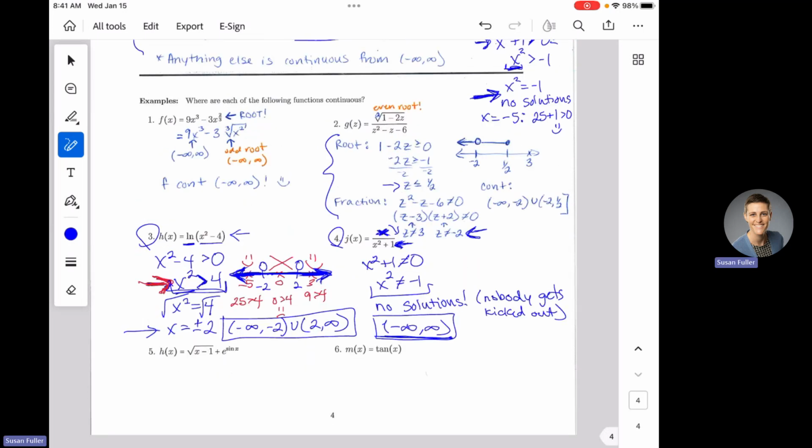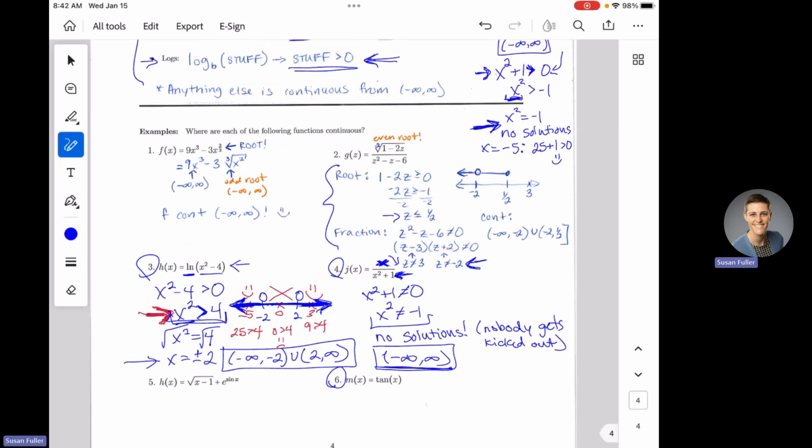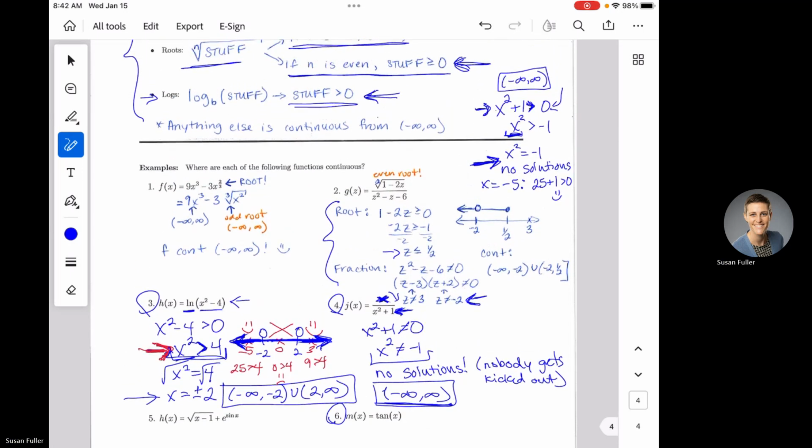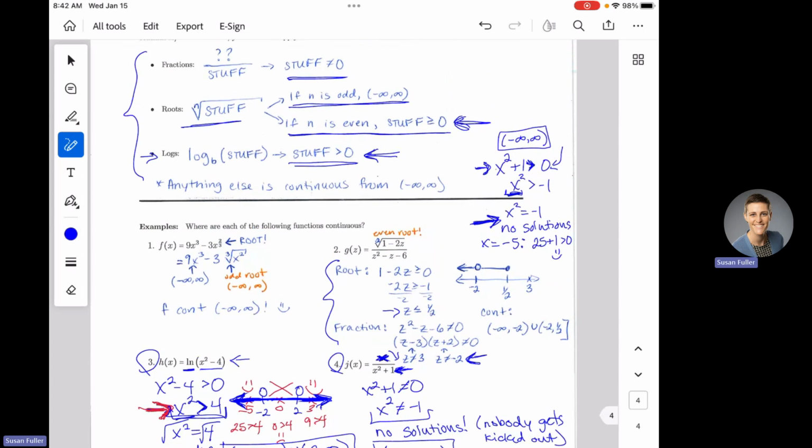Cool. So the last thing that I want to do is number 6. Now, m of x equals the tangent of x. Okay, tangent. Tangent's not on my list, right? It's not a fraction or a root or a log. So that means it should be continuous everywhere, right?